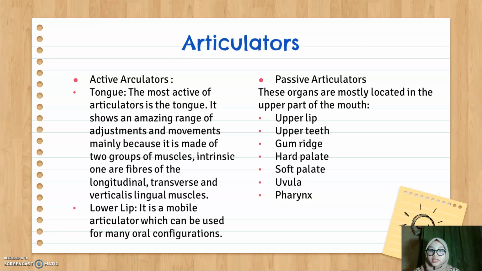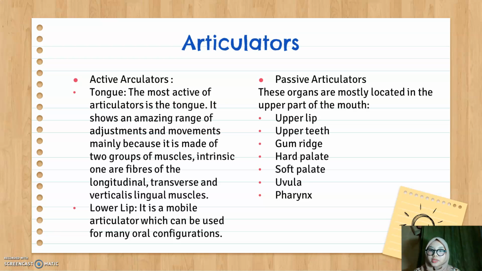The active articulators are the tongue and lower lip. The tongue is the most active of the articulators. It shows an amazing range of adjustment and movement, mainly because it is made of two groups of muscle, intrinsic and extrinsic fibers of the longitudinal, transverse and verticalis lingual muscles.